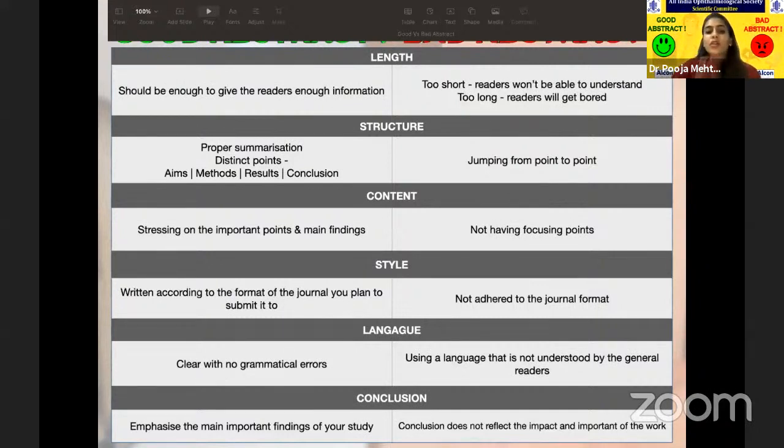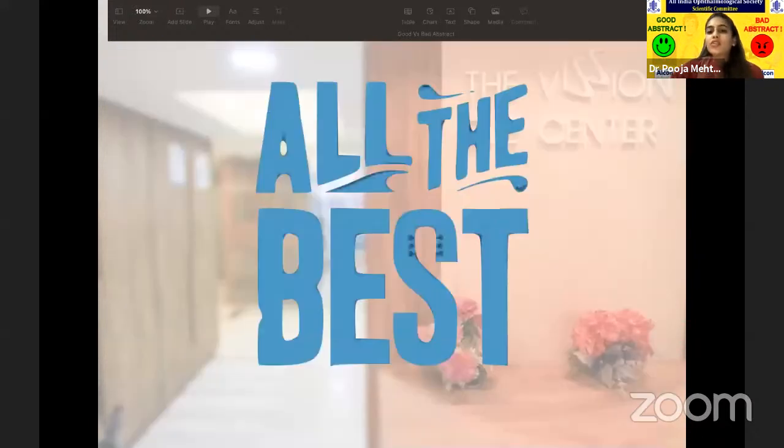Make sure it is clear and with no grammatical errors. And in conclusion, as I said earlier, you should emphasize the main important findings of your study. At the end, you should not stress about it. Just be calm and write an abstract, and you'll definitely do wonders.